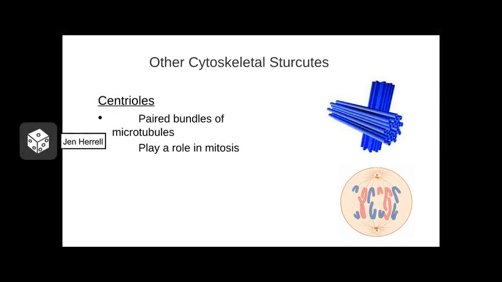Several different important organelles are made out of cytoskeletal elements. So let's look at those next. This first guy is known as a centriole. Now, centrioles are only active during cell division, so you don't see them all the time, but they are important.